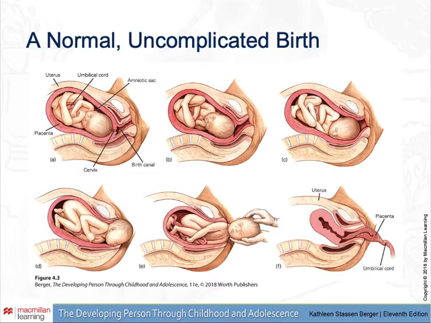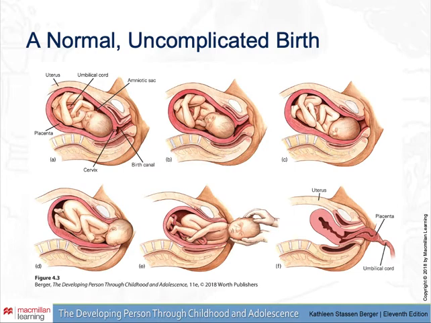All right, an example of a normal uncomplicated birth. In the first picture, the baby's position as the birth process begins. The first stage of labor, in the picture right next to it, B: the cervix dilates and allows passage of the baby's head. In the third picture, this is transition. The baby's head moves into the birth canal, the vagina.